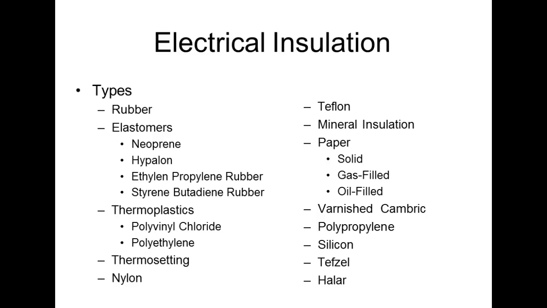So these are different types. We can have rubber, we can have elastomers, we can have thermoplastics, thermosetting, nylon, Teflon, mineral insulation, paper. So you can see inside that cable it has paper insulation in there for the ground wire. So the ground wire itself does not have insulation on it, but they run paper in there to insulate the ground.